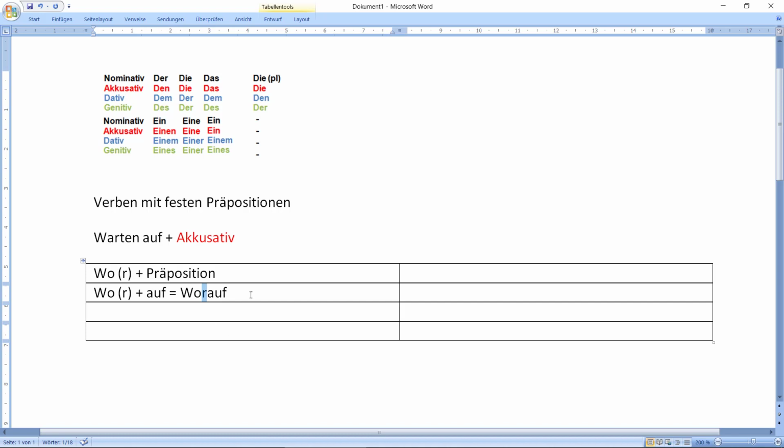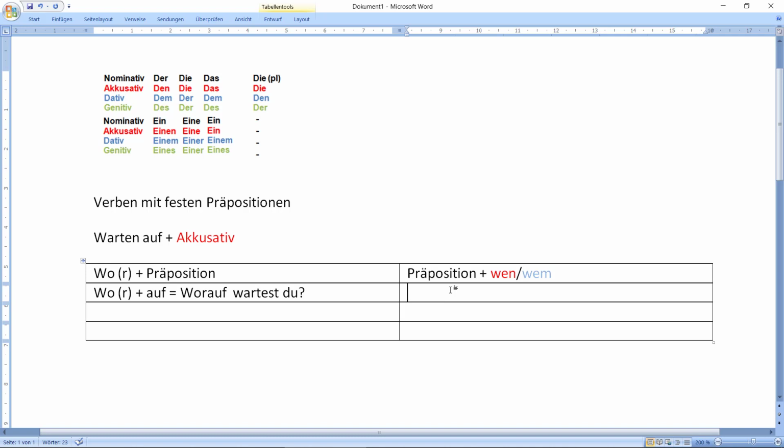So, worauf wartest du? What are you waiting for? But when we are asking about a person, we have to take the preposition plus wen or wem. I mark it red. Wen is Akkusativ and wem is Dativ.